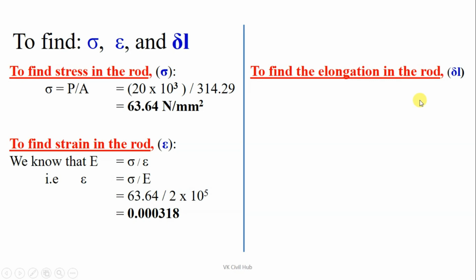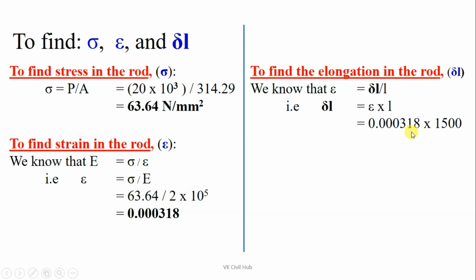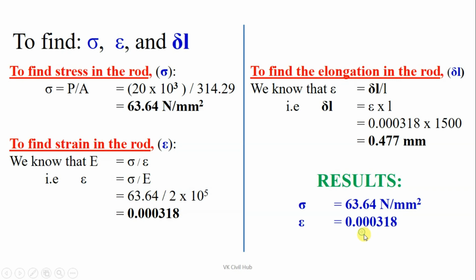Next, the third part of the problem is to find the elongation of the rod, that's delta L. Here we can use the strain formula because the strain value is already found. So we are going to use E is equal to delta L by L. From this formula, you cross multiply and take the delta L to the other side. We get strain into length. So the strain value is 0.000318 into length value is 1500 mm. So the answer you're getting is 0.477 mm.